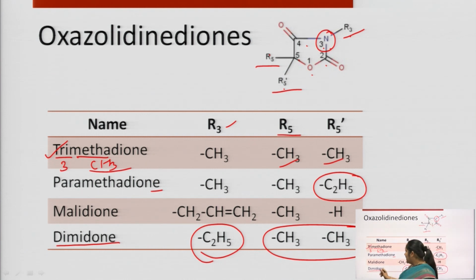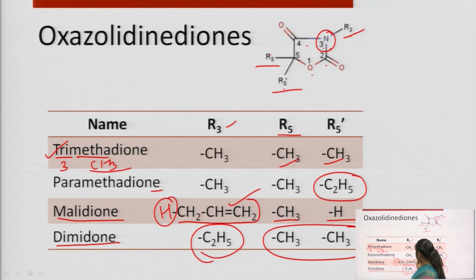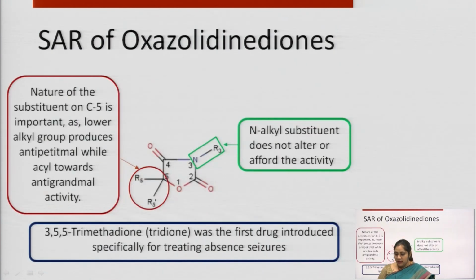Apart from that, we have also another example, in which a double bonded substitution is there, and we have CH3. We have H at the nitrogen, and this double bonded group is found as the substitution at position number 5. So, these are the examples of oxazolidinedione.